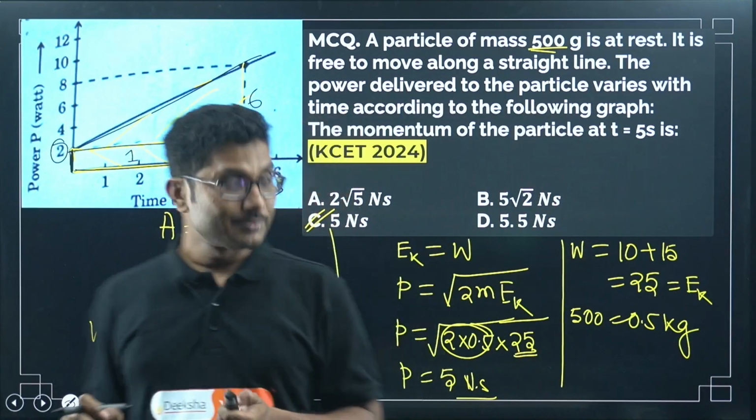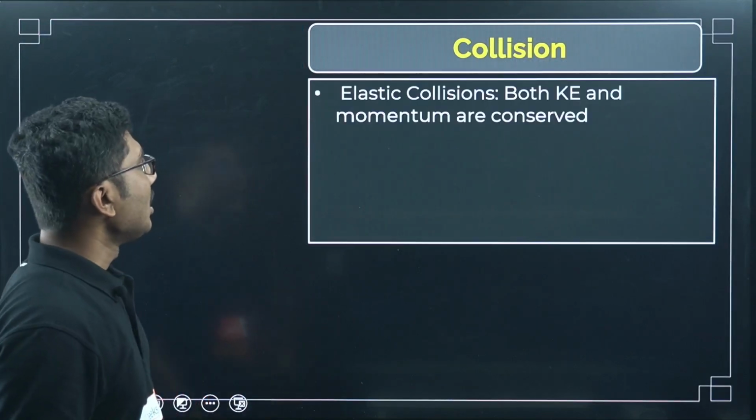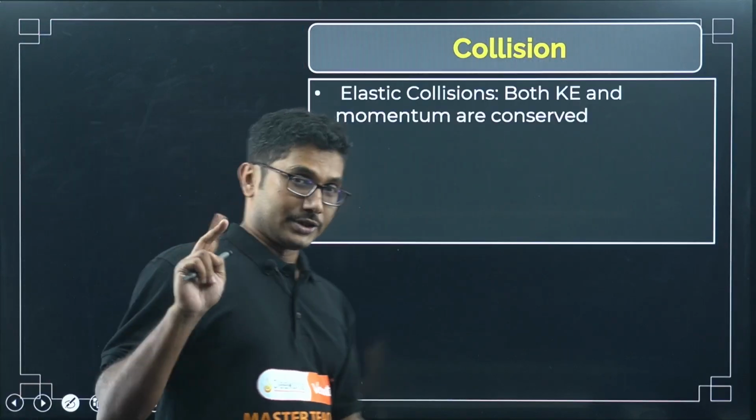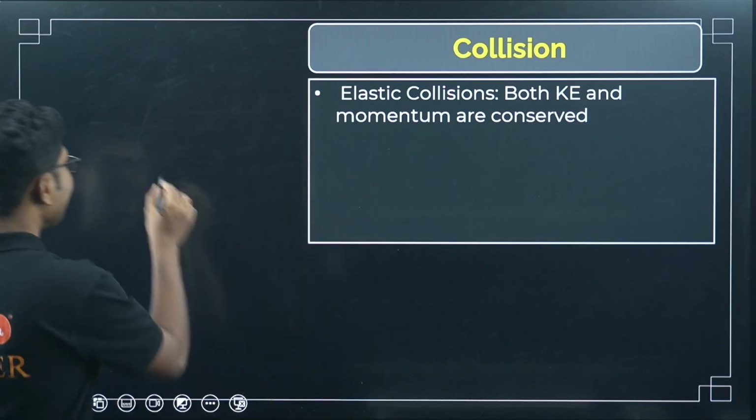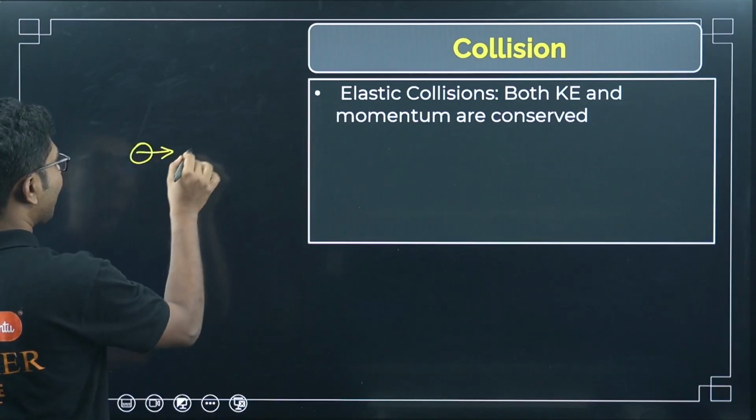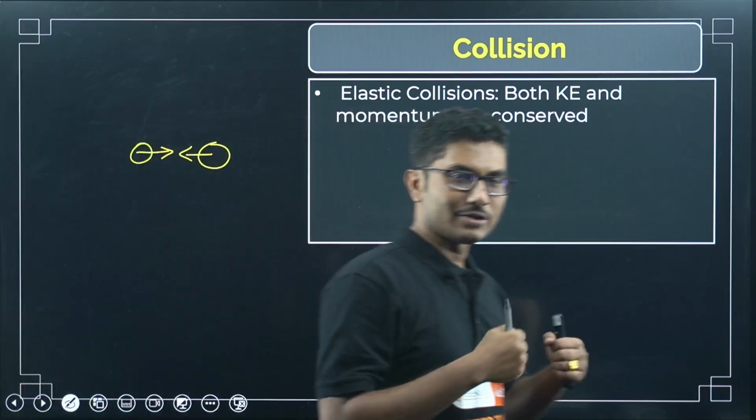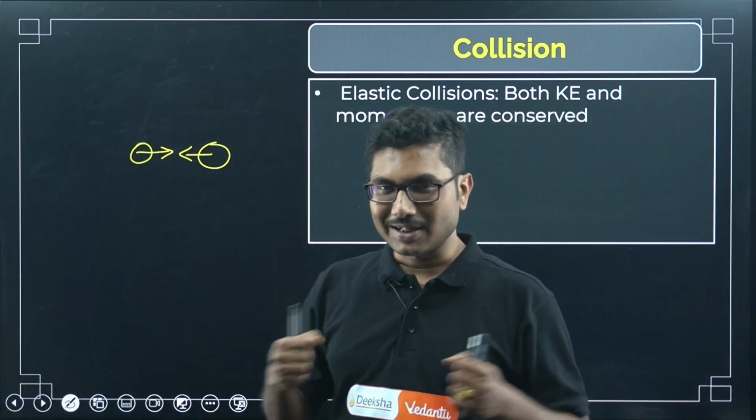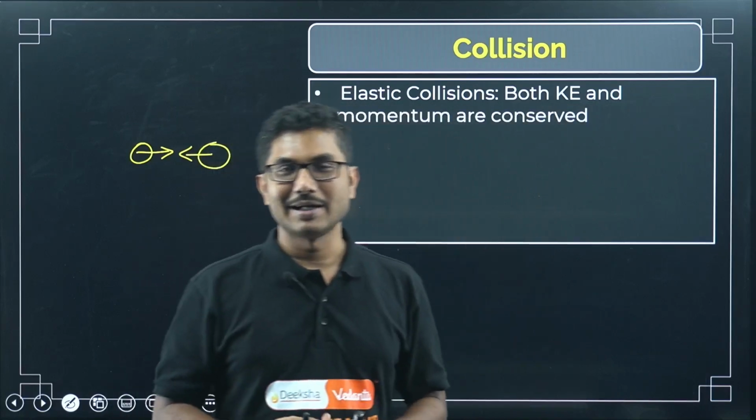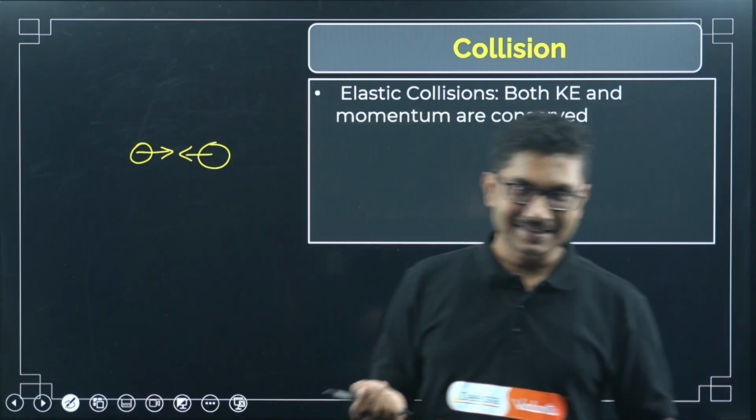Okay, now let's move on to the next part, collision. What is collision? There are two types of collision. Collision means when you are hitting one object with another object. Two objects hitting is called collision. So basically an accident. One car is coming from the right side, one car is coming from the left side, and they are colliding. So that is an accident.